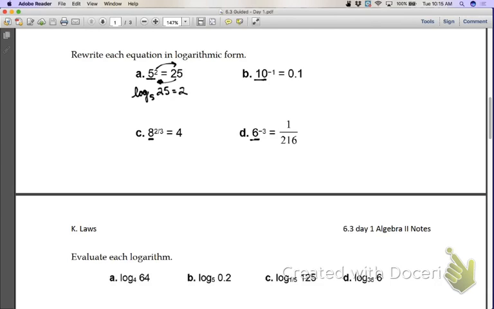So similar to B here, I'm going to have log base 10 of 0.1 is equal to -1. I move everything. If it's a negative on one side, I move the negative and everything over to that one side. If it's positive or if it's a fraction, move everything.